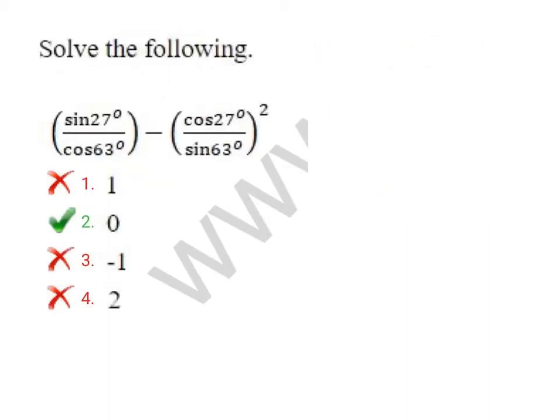Next, solve the following. Sin 27 is nothing but cos 63, so it is 1. Cos 27, sin 63, both of them are same, so it is also 1. So the answer there is 1 minus 1, that's 0.